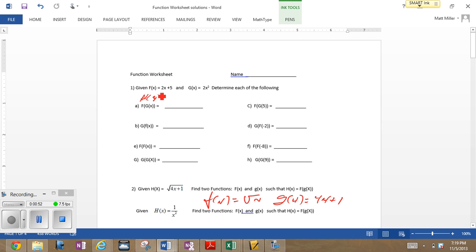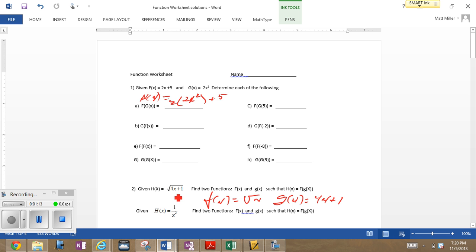Essentially, it is 2x squared going in for x, being multiplied by 2 and then adding 5. So the decomposition would say, oh, 2x squared is the g of x and f of x is that. So the same thing down here.